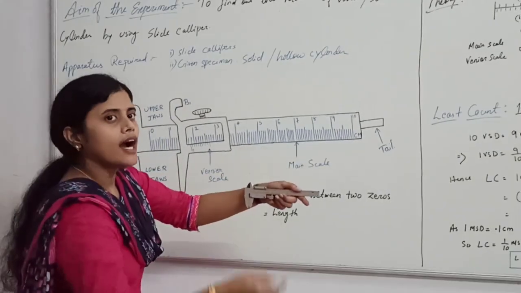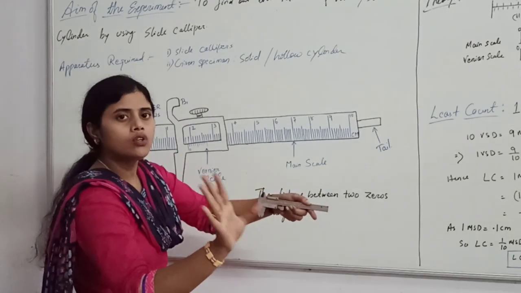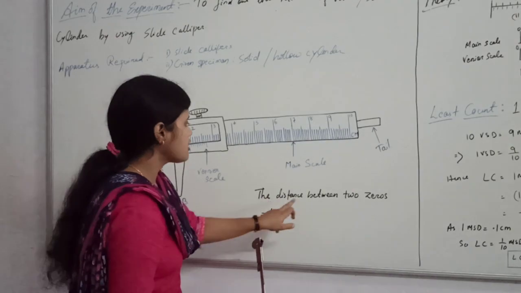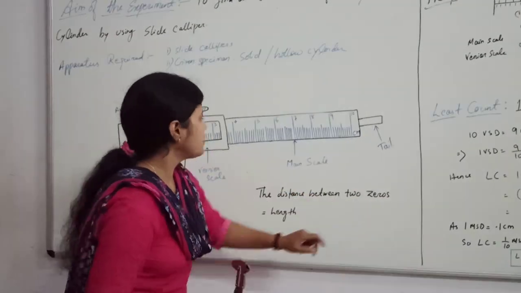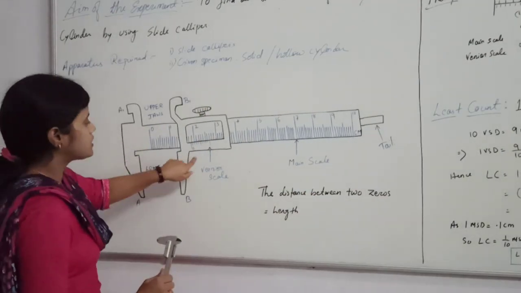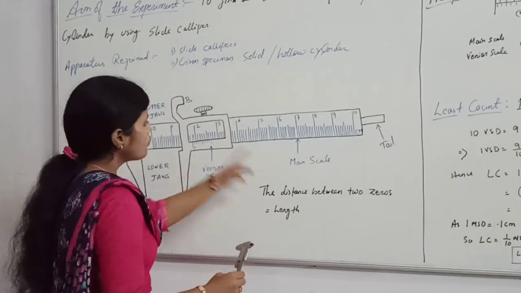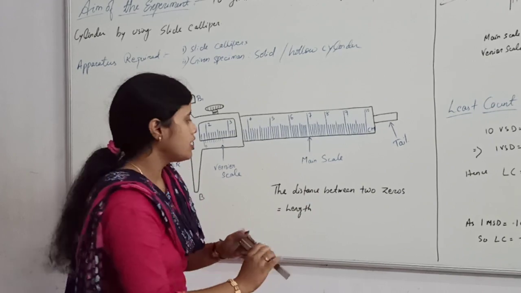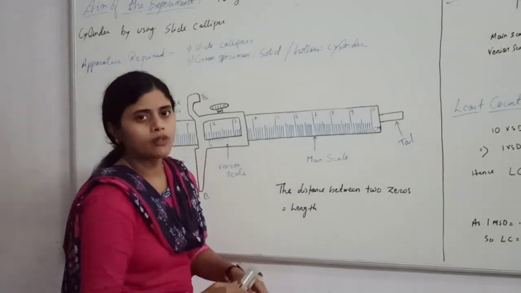So in simple words, I will say that you will know the length when you will be able to measure the distance between two zeros. Two zeros means this is the first zero, this is the second zero. These are the two zeros. When you will be able to measure the distance between two zeros, that will be called the length of the object.